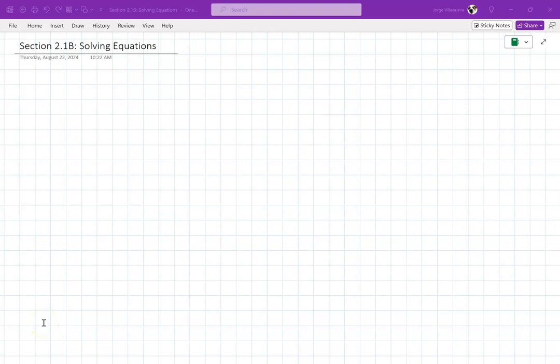All right, so section 2.1b, that's today's lesson. It's called solving equations. We're not going to be doing the super easy stuff like x plus 1 equals 5 or anything like that, but we are doing things that have multiple variables in an equation, sometimes on both sides of the equation. No calculators cannot do this.